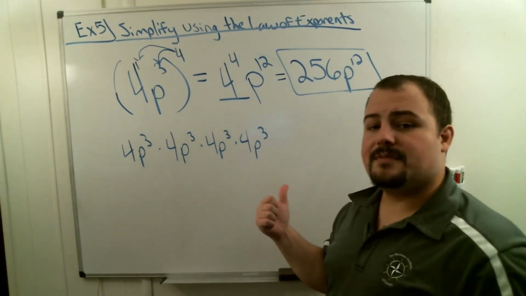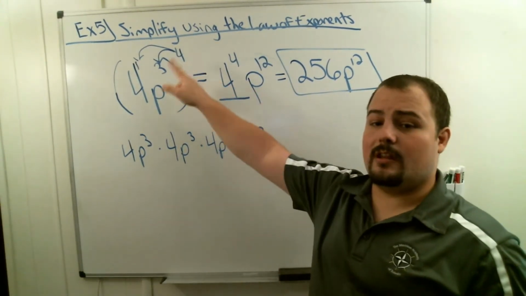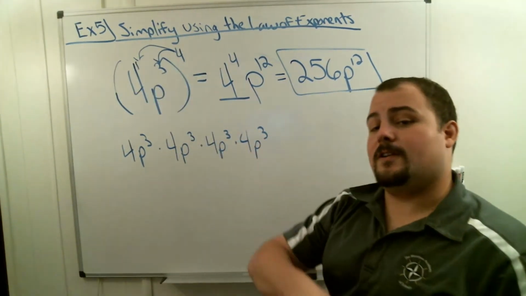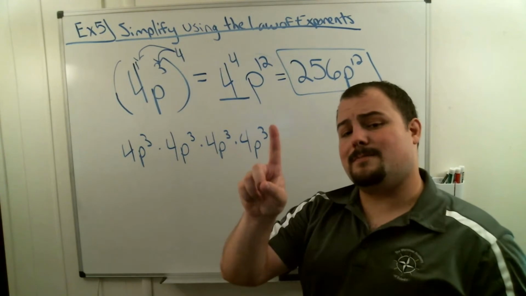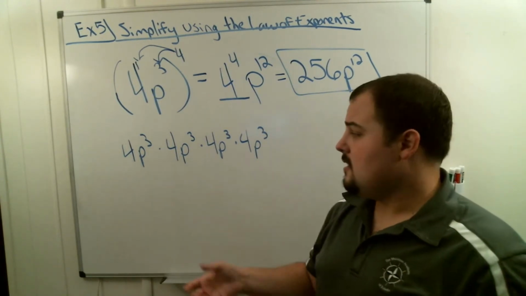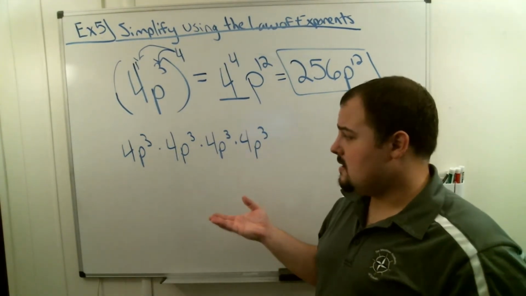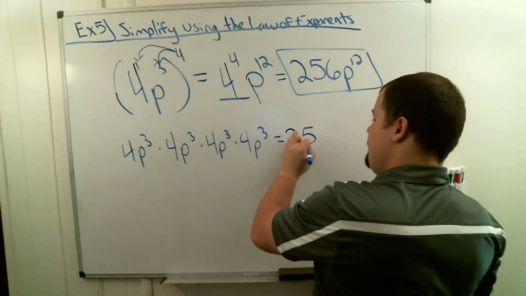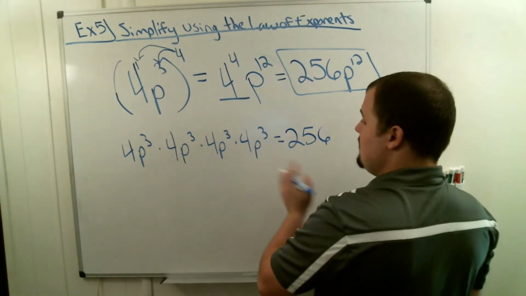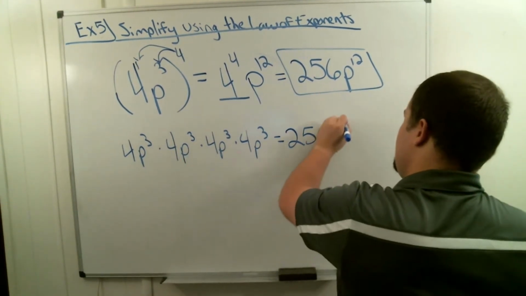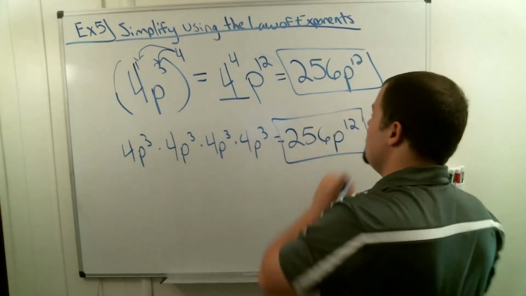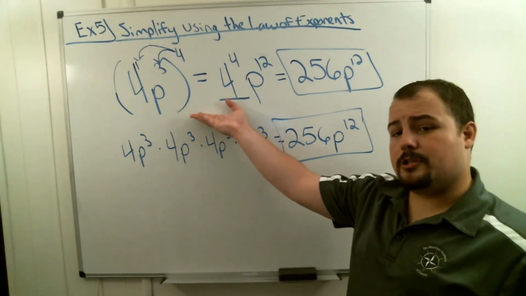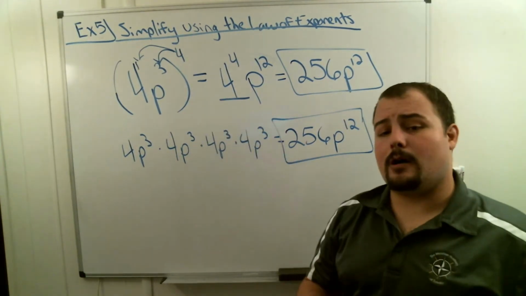So in these types of problems, the exponent goes to not just the letter, but the exponent goes to both numbers on the inside. And if your number doesn't have an exponent, you can always put an exponent of 1 in there and then multiply. You could have got the same answer by doing this, and you would have got that this is 4 times 4 times 4 times 4, which is 256, and p to the third times 4, you got p to the 12th. You get the same answer doing it expanded out, but this is the way that I want you to get used to doing it, using the power of a power rule.